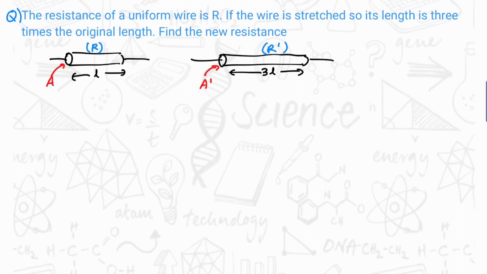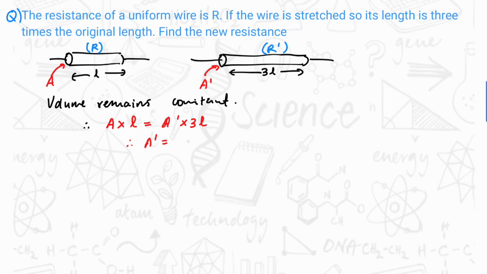Since the wire is stretched, the volume remains constant. Therefore, A into L is equal to A dash into 3L. Therefore, A dash will be A over 3.